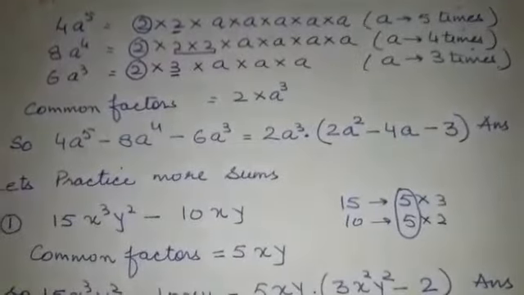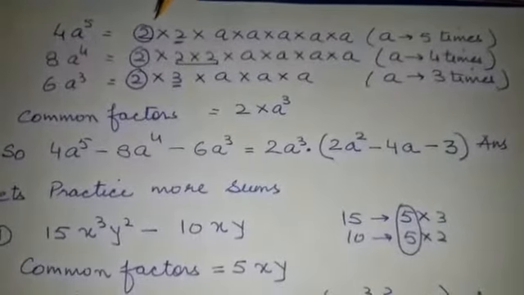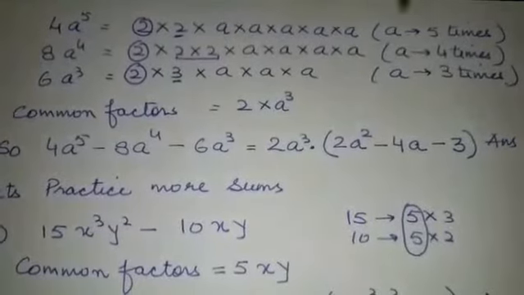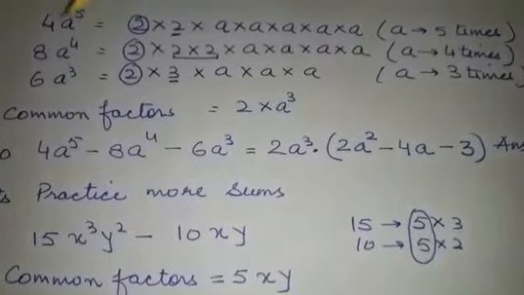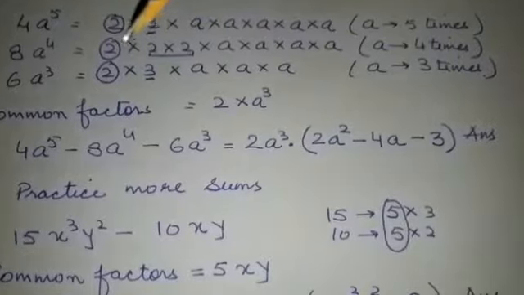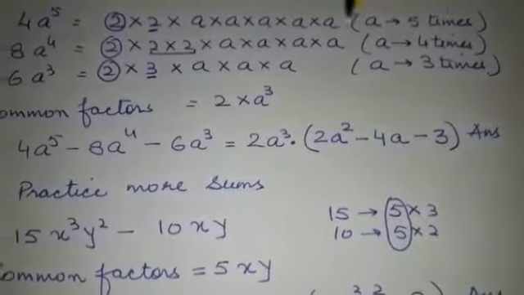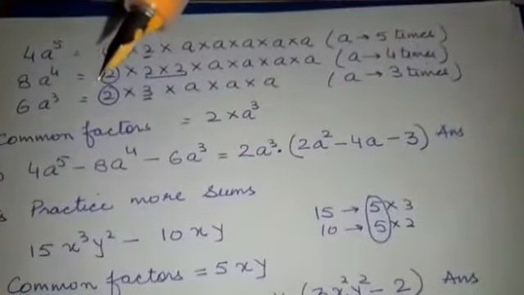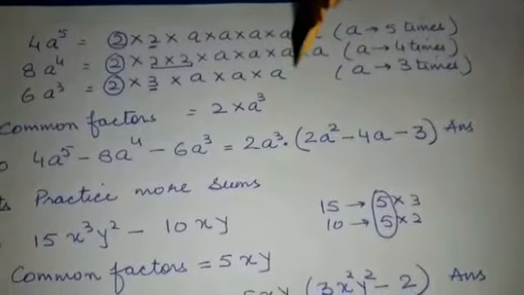See here, the first term was 4a raised to the power 5. We have first broken it as 2 multiplied by 2, and we have taken a 5 times. Similarly, we have broken 8a raised to the power 4 as 2 multiplied by 2 multiplied by 2, and a comes here 4 times. Similarly, 6a cube is 2 multiplied by 3, and a comes here 3 times.